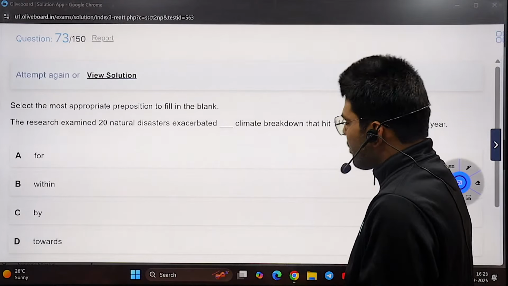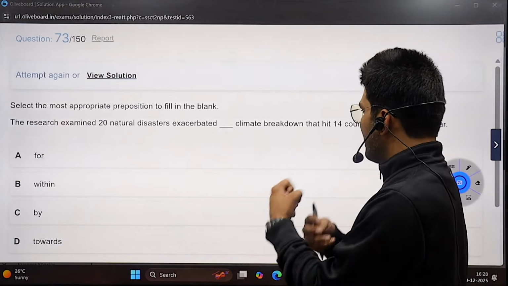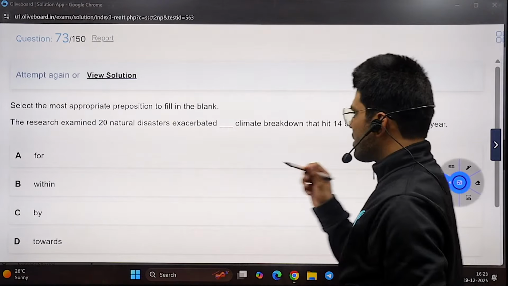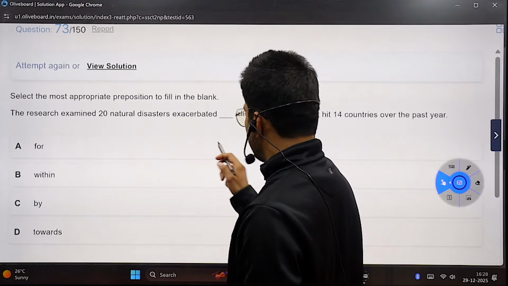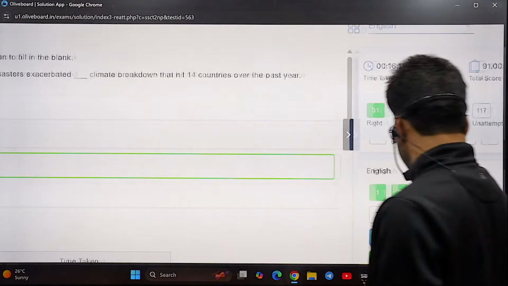exacerbated, passive tone, that's it, V3. The disasters which were exacerbated, the climate breakdown that hit 14 countries and such. Passive tone, V3. V3 it is. No, just one option possible.